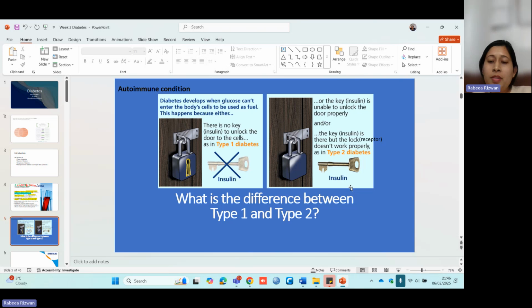While in type 2 diabetes, what's happening? Either the key is defective, that means the insulin is not produced enough, or the insulin is available in normal amount, the key is there, but there is a problem in the lock. There is no entry gate for the key. That is what happens in type 2 diabetes. And this lock is actually a receptor. In our terms, it's called a receptor of the cell.